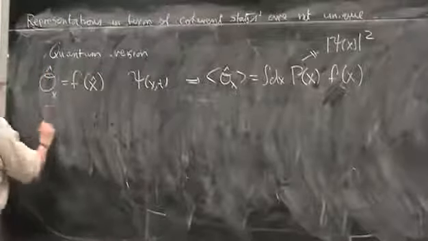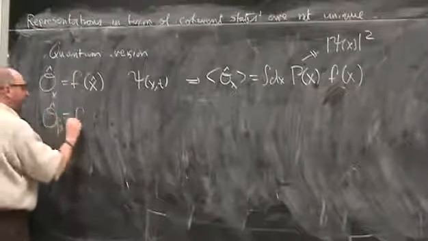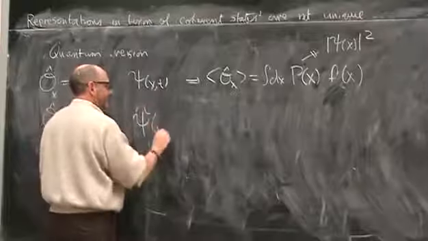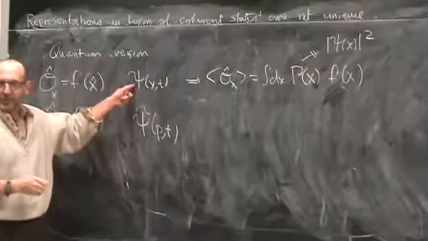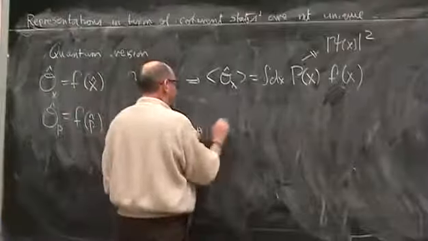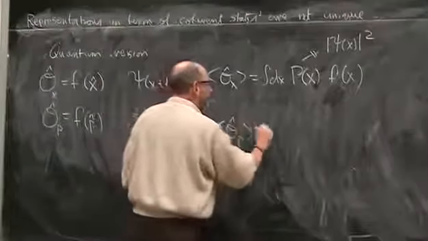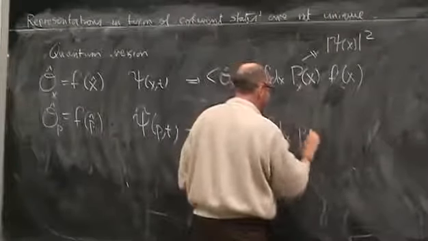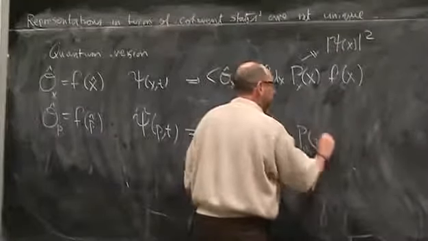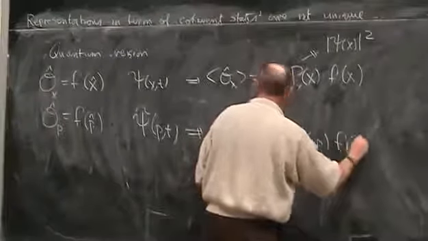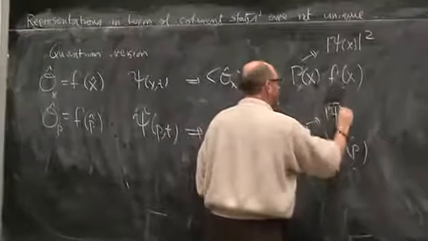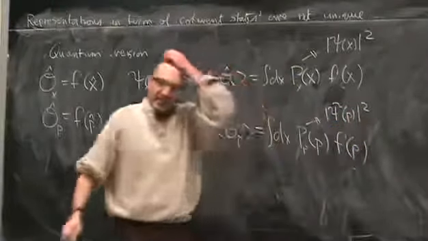If I have an observable, I'll call it O sub p, which is some function of p, well then we also have a formulation like that. We have the momentum space wave function, which is, of course, the Fourier transform. And my expected value of my observable is just the integral over a different probability distribution, P sub p, times my function of p. This is the square of the momentum space wave function.